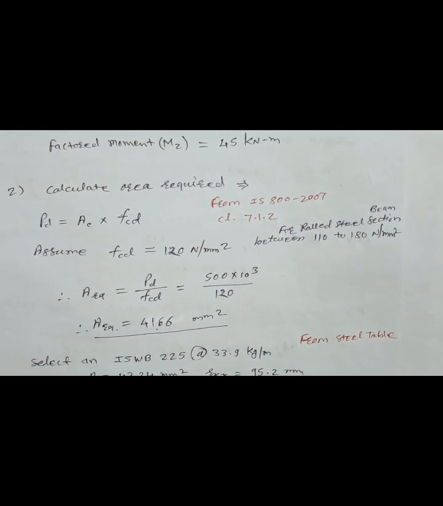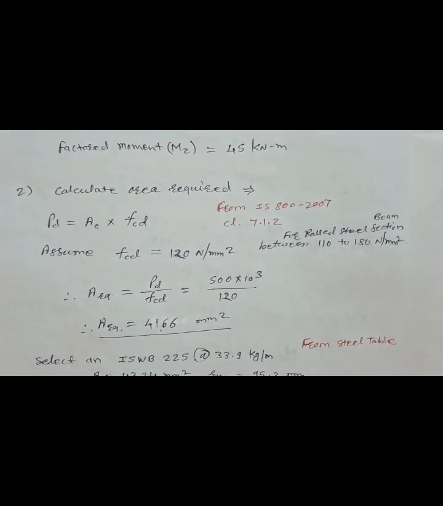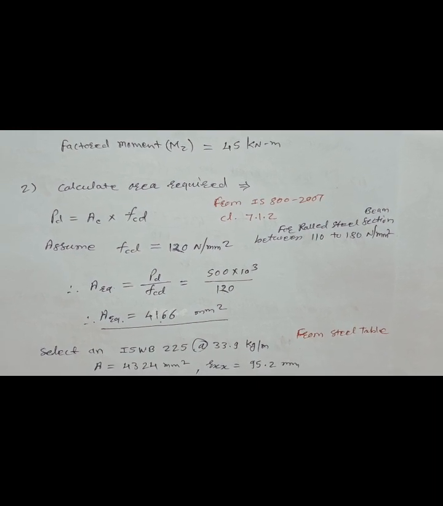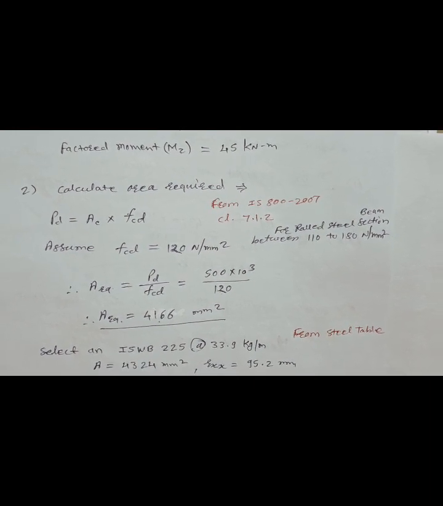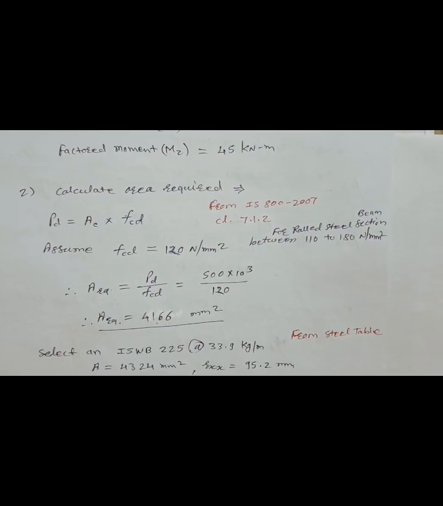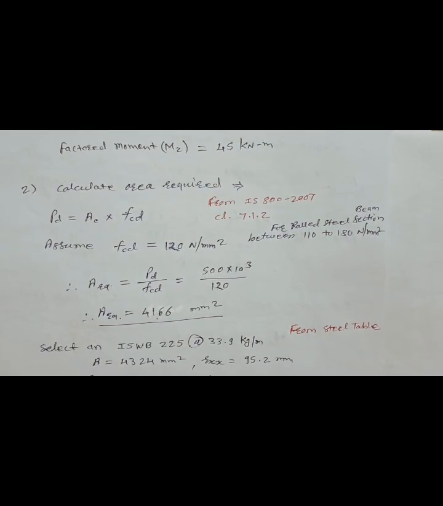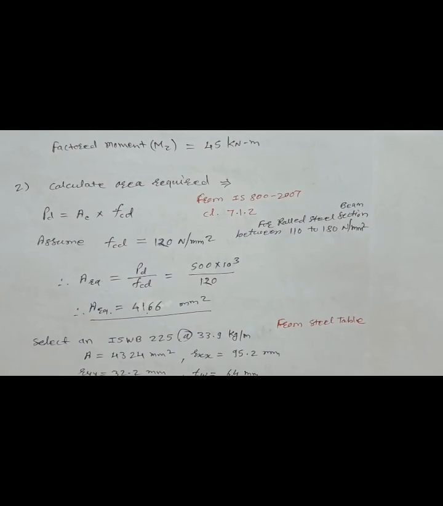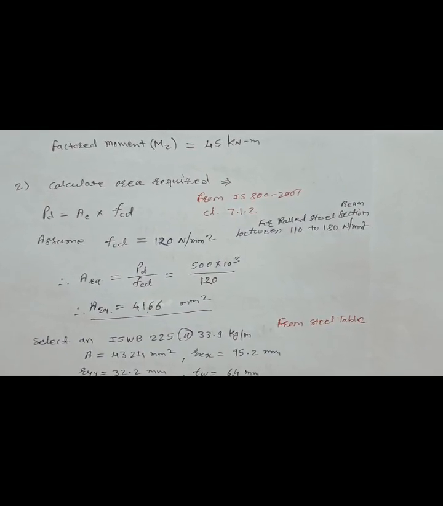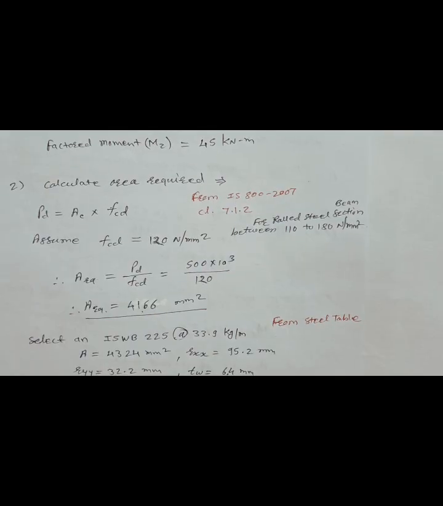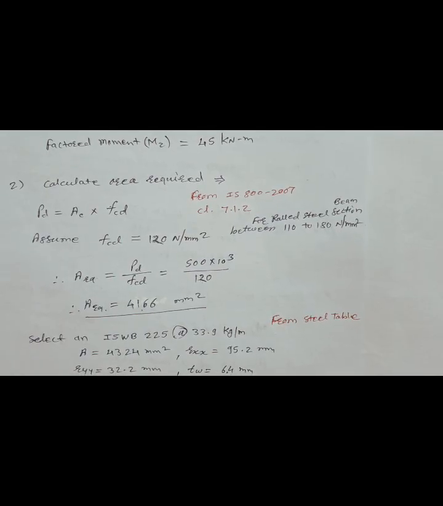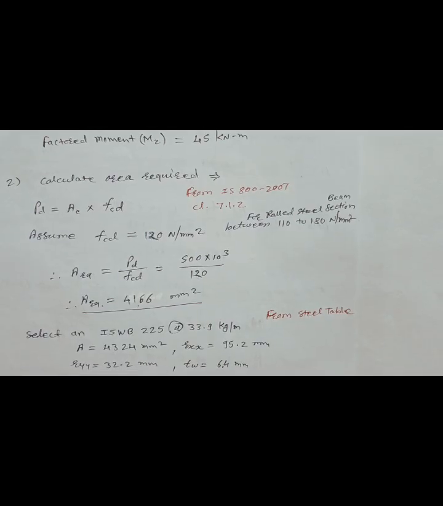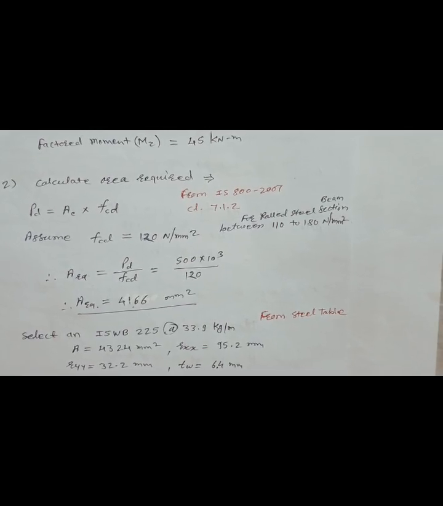Next step, calculate the area required. So from IS 800 2007 clause 7.1.2, it is given as the area multiplied by the FCD. So here we first have to assume the FCD, and afterward, from the selection of the section, we will again check the required FCD and calculate whether it is greater than or less than the assumed FCD.